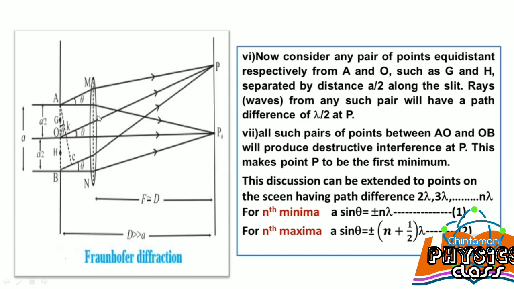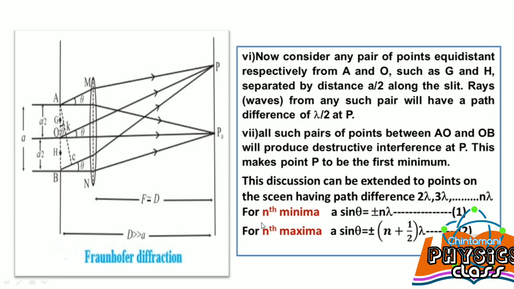The waves from any such pair will have a path difference of lambda divided by 2 at point P. All such pairs of points between A to O and O to B will produce destructive interference at point P, and this point makes the first minimum. Now this discussion can be extended to the points on the screen having path difference twice lambda, thrice lambda, up to n lambda.